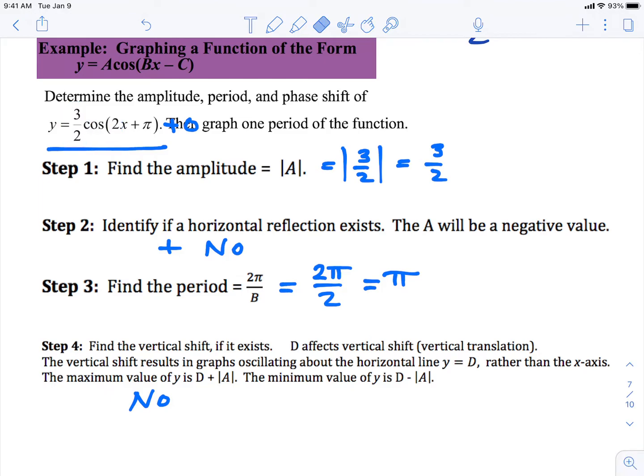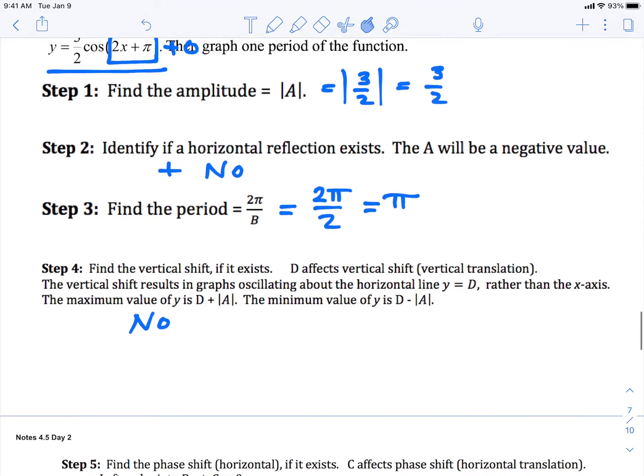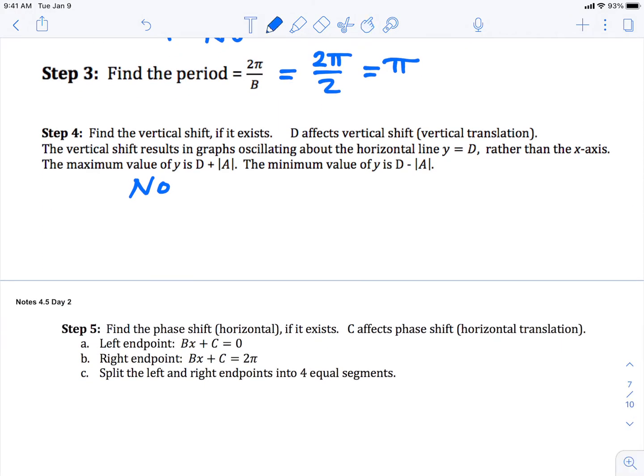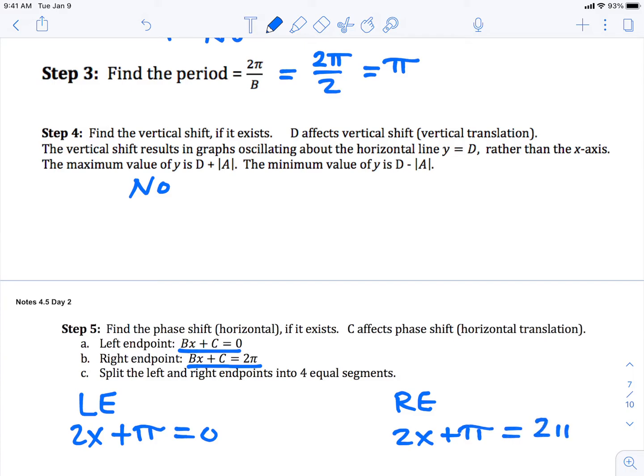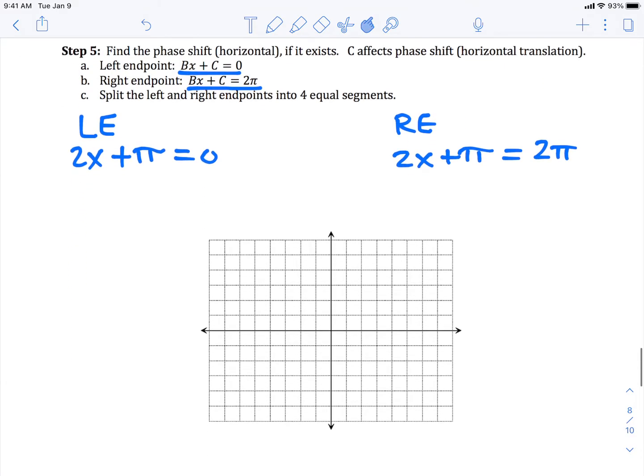And I'm just going to erase these so I can see. The next part is taking care of the phase shift. So we want to identify that 2x plus pi in the equation. So we start with the left endpoint. We take 2x plus pi and set it equal to 0. And then the right endpoint, we set 2x plus pi equal to 2 pi. And we solve both of those for x.